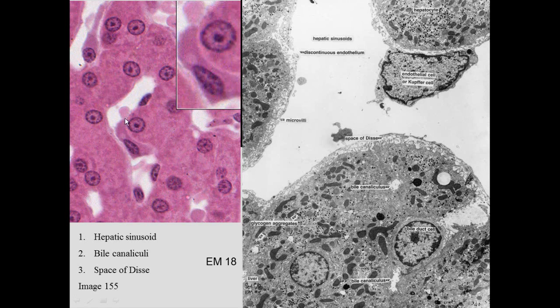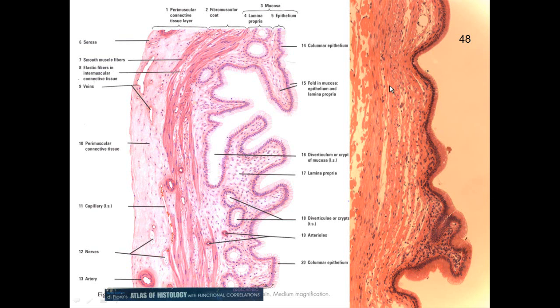So these would be the Kupffer cells, endothelial cells that are located in through there, the space of Disse, and there's another Kupffer cell or endothelial cell. You can't tell right there because it doesn't appear to be phagocytic.